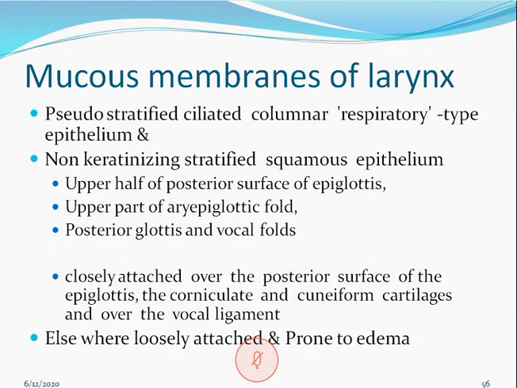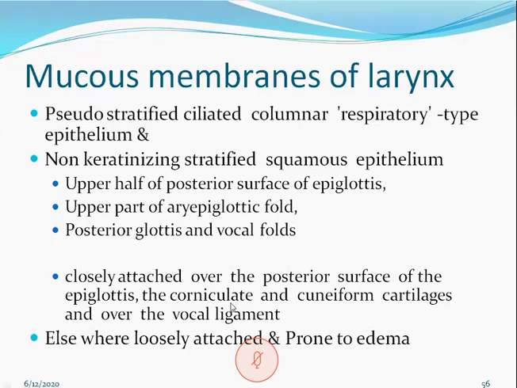The mucous membrane of the larynx is actually lined by pseudostratified ciliated columnar epithelium, the same as the respiratory type. Non-keratinized stratified squamous epithelium is present in some parts: the upper half of the posterior surface of the epiglottis, the upper part of the aryepiglottic folds, and the posterior glottis and vocal folds. This is the area where we sometimes get squamous epithelium, that is, carcinoma of the squamous type.